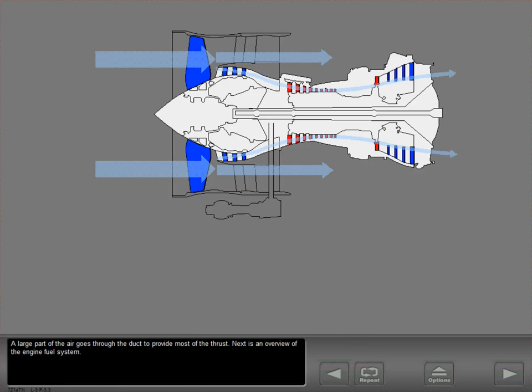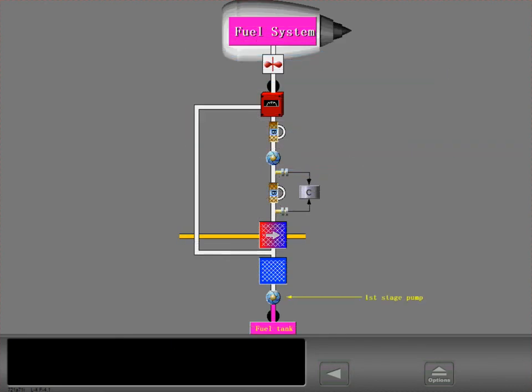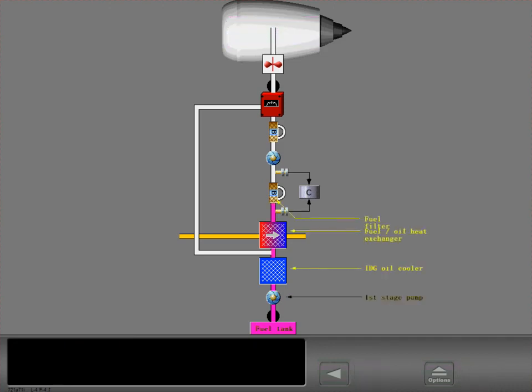Next is an overview of the engine fuel system. The fuel system supplies fuel from the fuel tanks. The fuel goes through the first stage engine fuel pump. The fuel is heated by the IDG oil cooler and a fuel oil heat exchanger. The fuel then goes through a filter that removes solid contaminants.